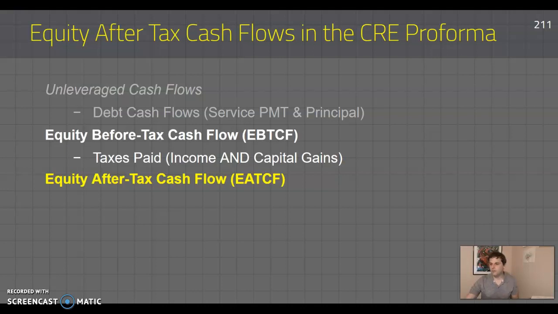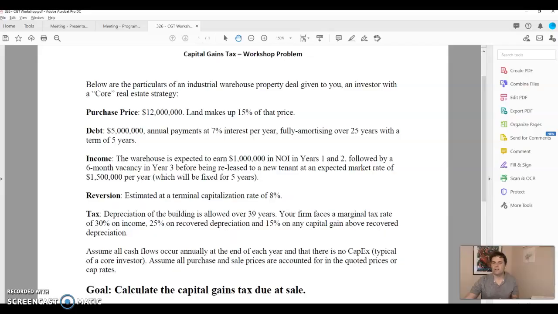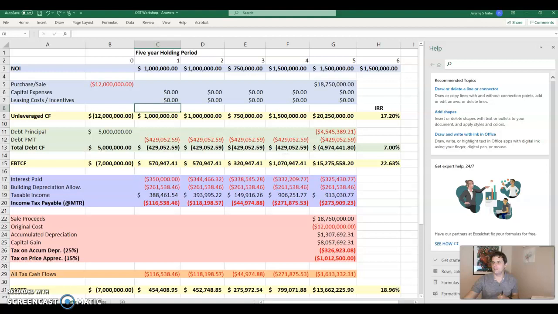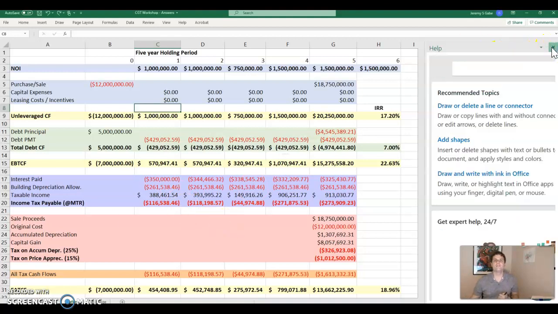Now, the example I'm going to use is a workshop that we've done in class, our capital gains tax workshop, where we explored and got our hands dirty calculating capital gains tax that we owe on an investment that had significant appreciation, or a value-add investment. You have the details of this example in your course folder. Now here is the pro forma associated with that investment.